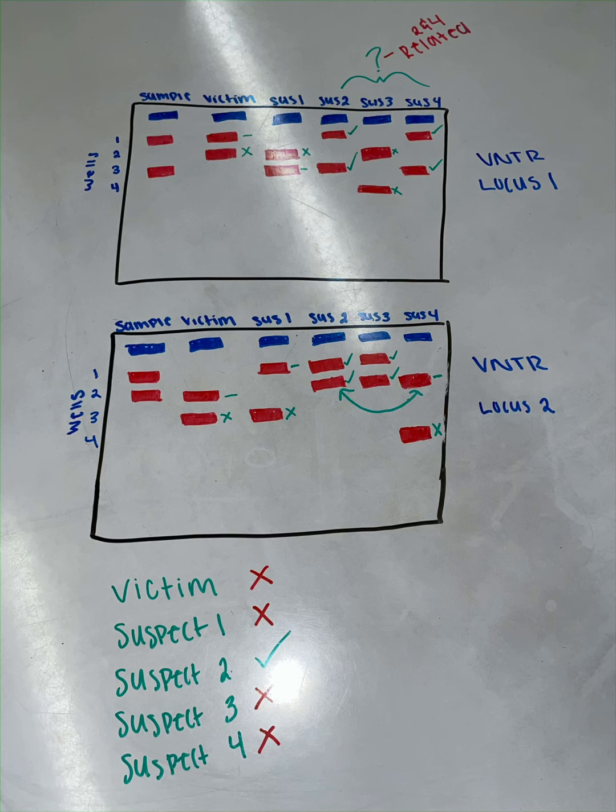In locus 2, we see the bands of suspect 4 do not match the sample and only one of the bands are similar to that of suspect 2 in locus 2. This allows us to conclude that suspect 2 may be the child of suspect 4 or vice versa.